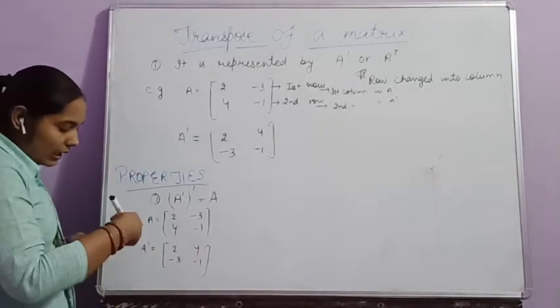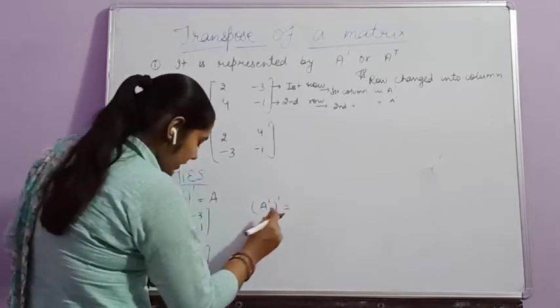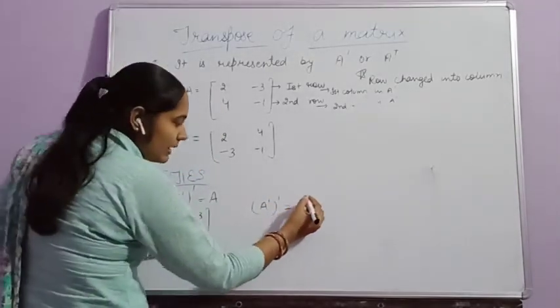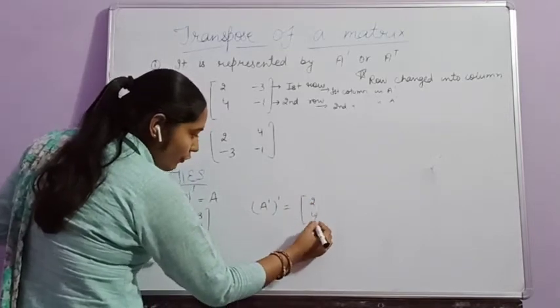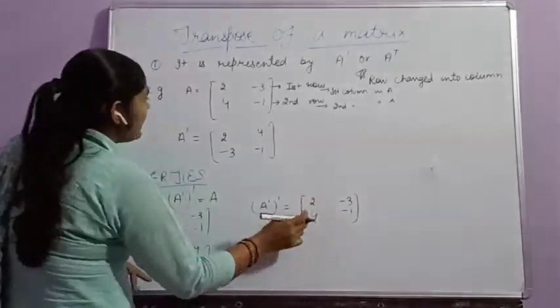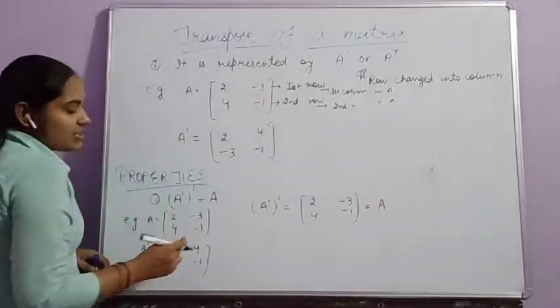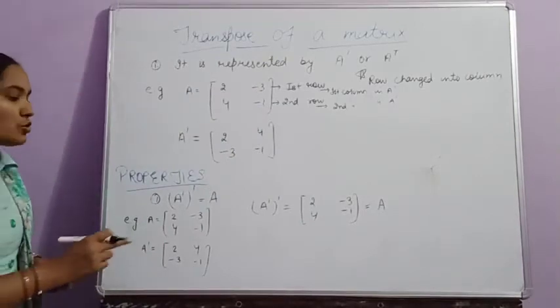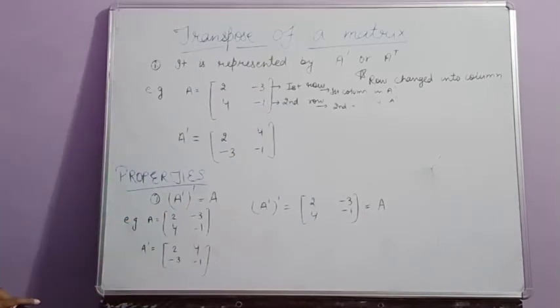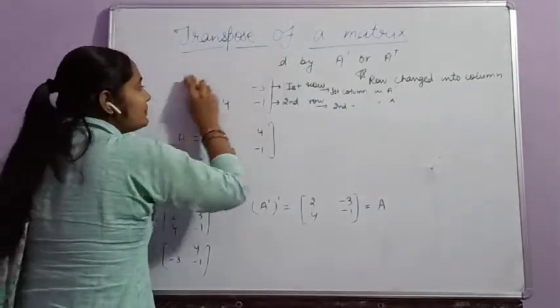Now we find the transpose again, A transpose transpose. That is, its first row will become its first column, 2, 4. The second row will become the second column, minus 3, minus 1. And we can say that it is equal to A. So the transpose of the transpose of A is equal to A. Clear? Transpose of A transpose is equal to A matrix. Second property.